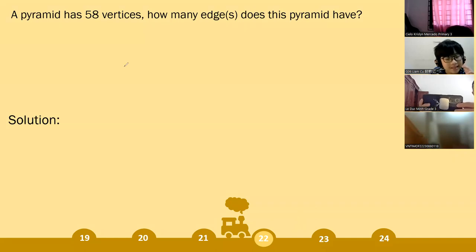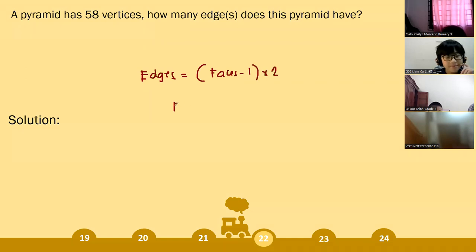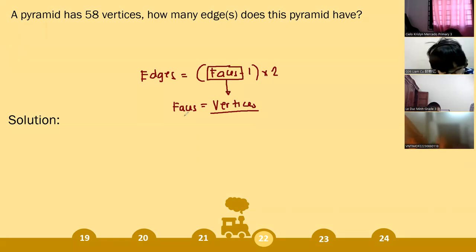Okay, from what I said earlier, the number of edges is just equal to the number of faces minus 1 times 2. And the number of faces is equal to the number of vertices. So if you are asked for the number of vertices, then just solve for the number of faces because they're the same. Okay, next.